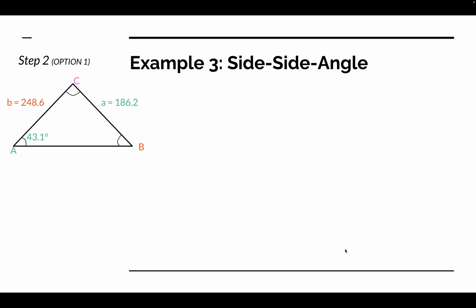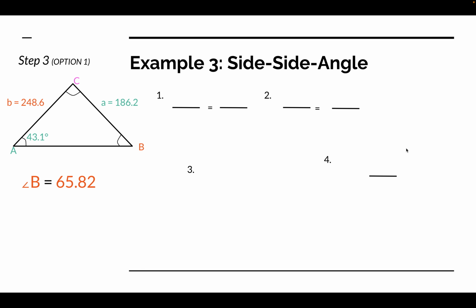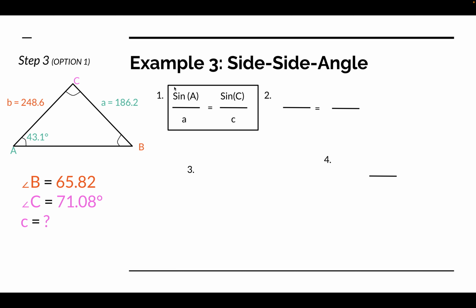So, here's option 1. Using 65.82 as angle B, we're going to find angle C. Add them together, subtract from 180, get 71.08. Super nice. We like this part. Let's go ahead. We're going to use the real law of sines now, looking for side C. This one's nice, just the normal. Set it up. We're going to use A, and then C.